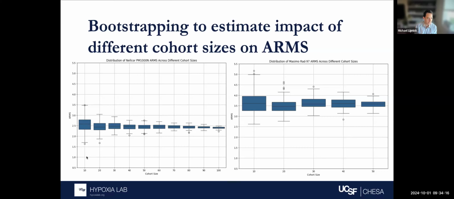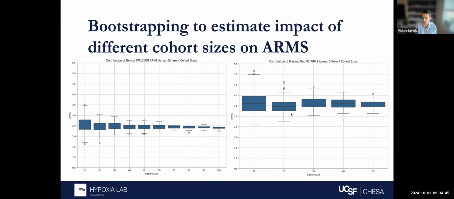So here with the bootstrapping, the cohort in total, we had about 105 subjects that we had tested with the PM1000N. When we try and create cohorts of 10, 20, 30, 40, 50, you can see the effect on the ARMS that we calculate from the bootstrapping for each of those cohorts. You see it dropping off significantly here, and then more or less remaining stable. There are a lot of reasons why that could be, and we can discuss that in a little bit.